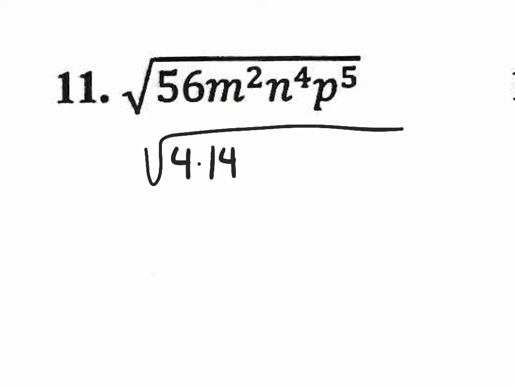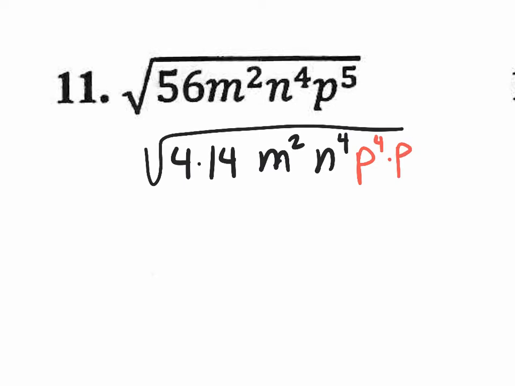And the m squared is ready to take the square root of that. So we put the m squared in there. The n to the fourth is also ready. But the p to the fifth, that one we have to actually modify. So that's going to actually be p to the fourth times p.